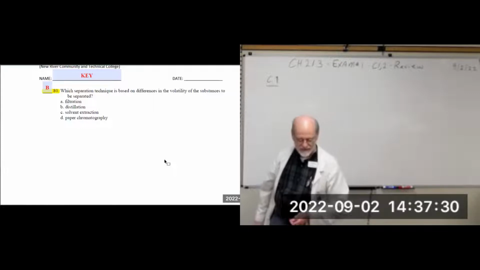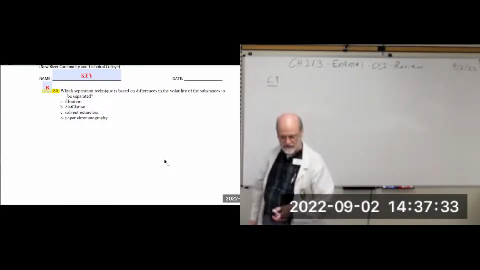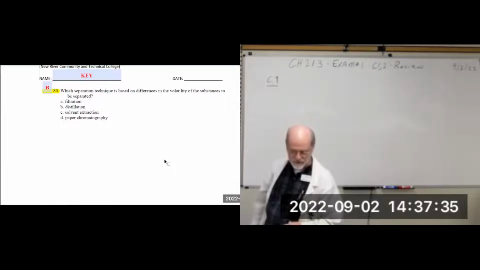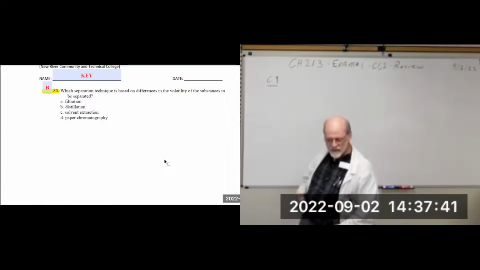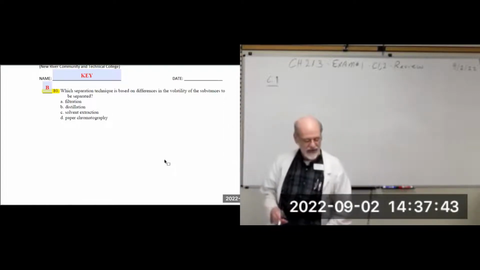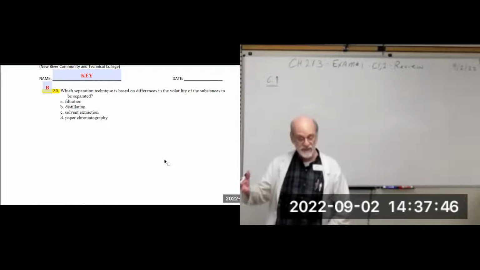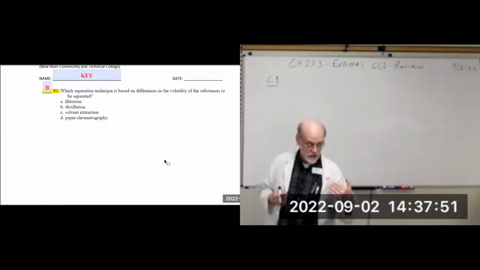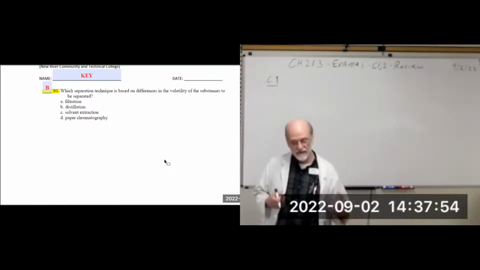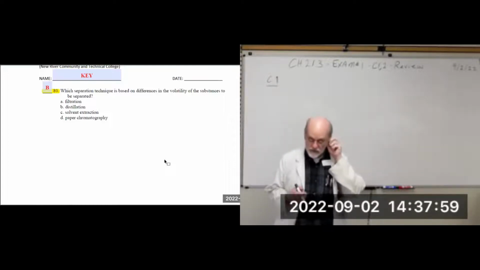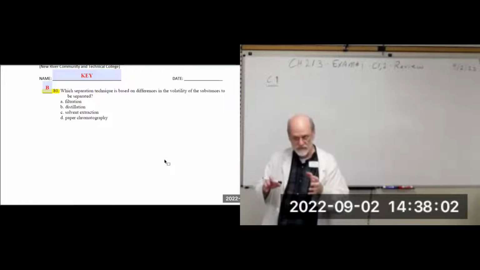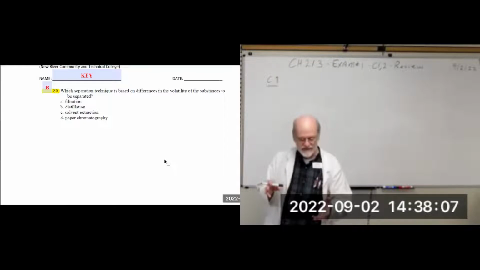Which separation technique, number 80, which separation technique is based on difference in the volatility of a substance to be separated? Okay. What do we mean by volatility? How easily does the liquid become a vapor? Or if it's more volatile, probably has a lower boiling point. Less volatile, higher boiling point. And you can make use of those physical differences between the substances to separate them by distillation.